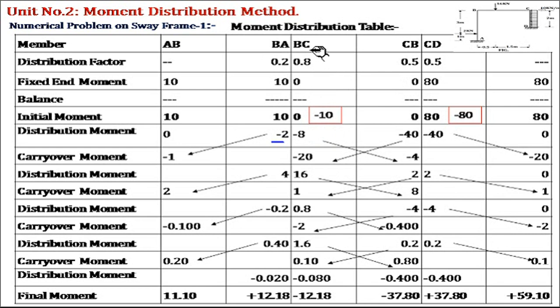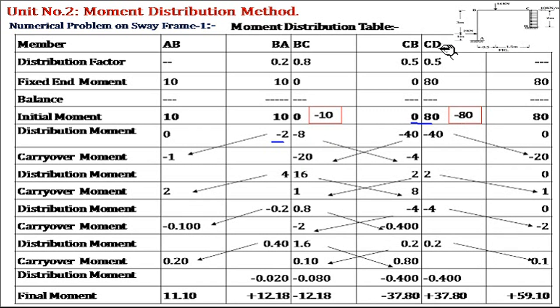Component of correcting moment in member BC: minus 10 into 0.8, it will be minus 8. Now at joint B, moment in member CB plus moment in member CD should be equal to 0. But here, if we observe, the 0 plus 80, so the addition is coming equal to 80. So the correcting moment will be minus 80.